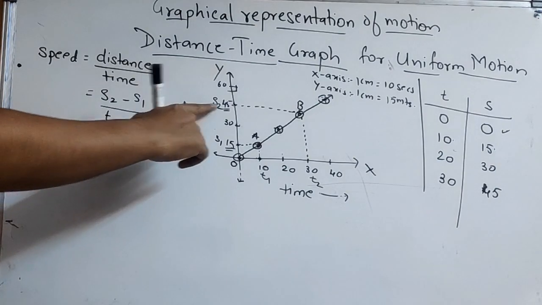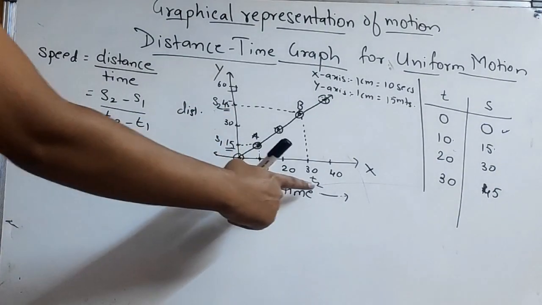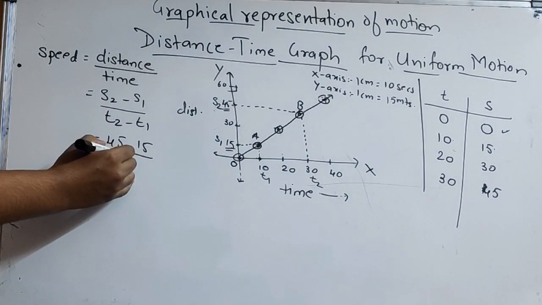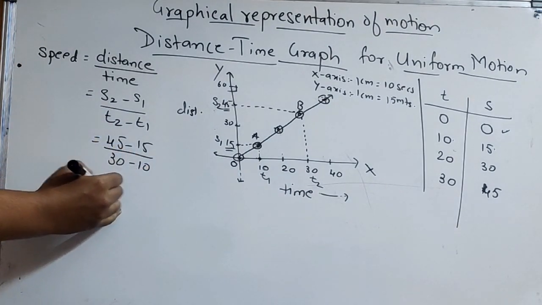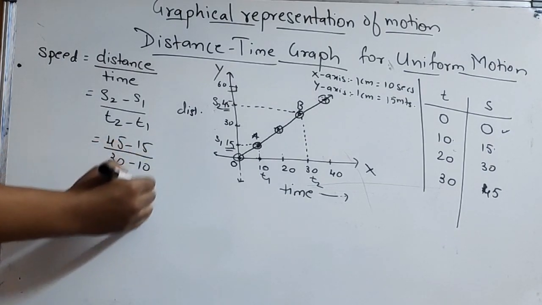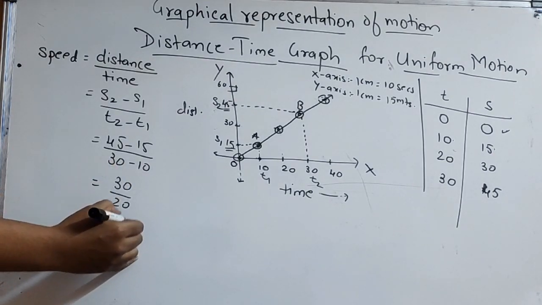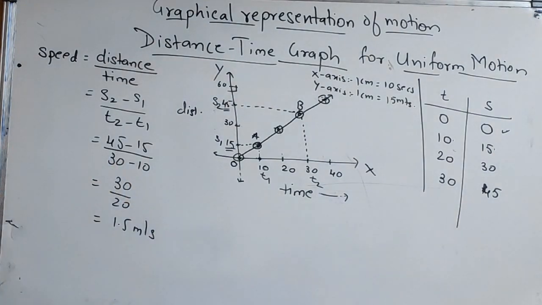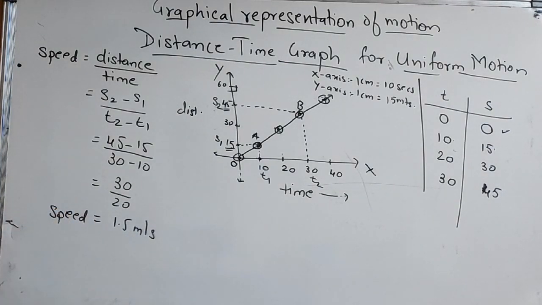See, S2 is 45 and S1 is 15. T2 minus T1. So T2 is how much? 30 minus 10. So 45 minus 15 is 30 and 30 minus 10 is 20. So this becomes 1.5 meters per second. So the speed of this object in uniform motion is 1.5 meters per second.